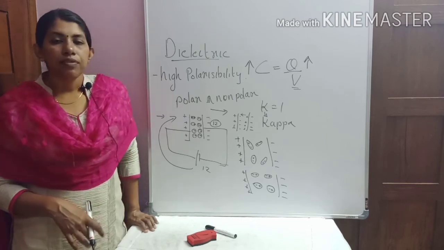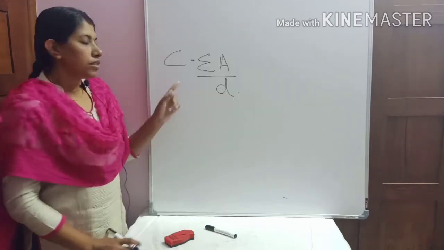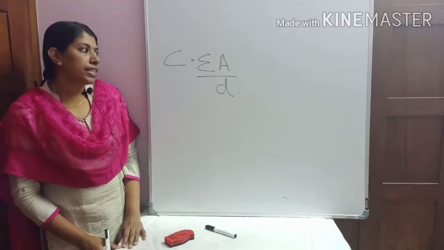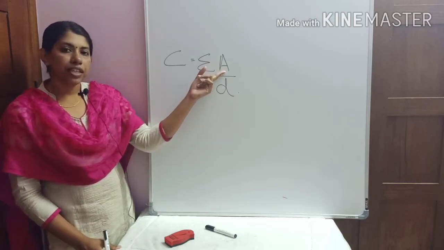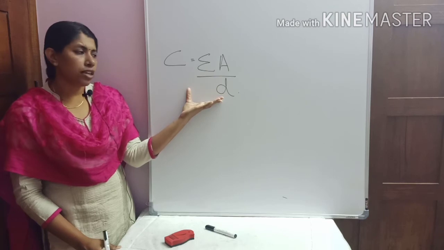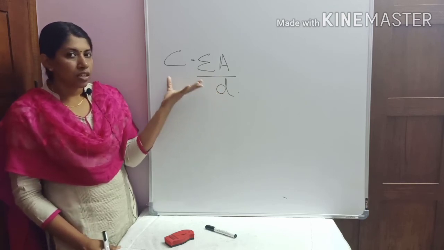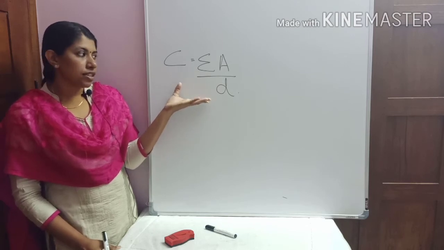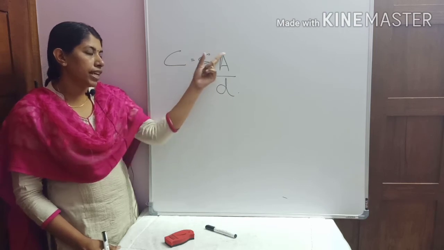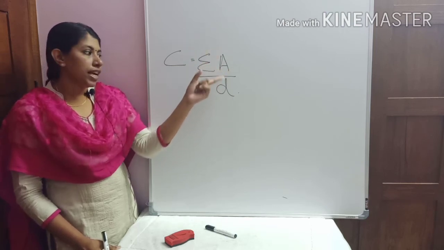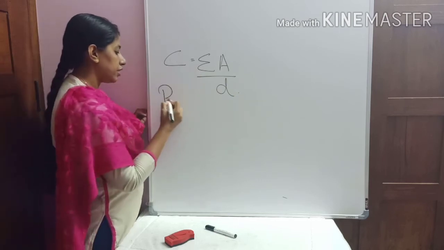Now we will see the factors on which the capacitance of a capacitor depends. C is equal to epsilon A by D, and we have already discussed this factor. This is of course the equation of a parallel plate capacitor, but for discussing the factors, in every case we are considering this equation only. So capacitance is equal to epsilon A by D, where A is the area of the plate, D is the distance between the plates, and epsilon is the permittivity.